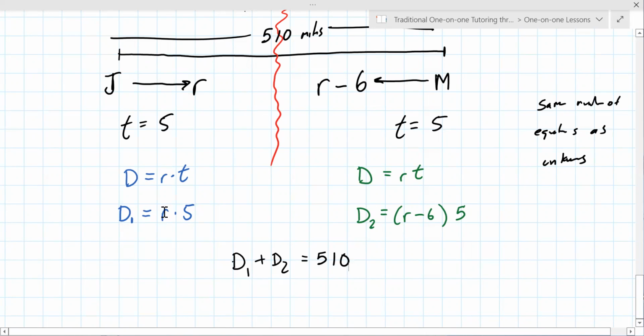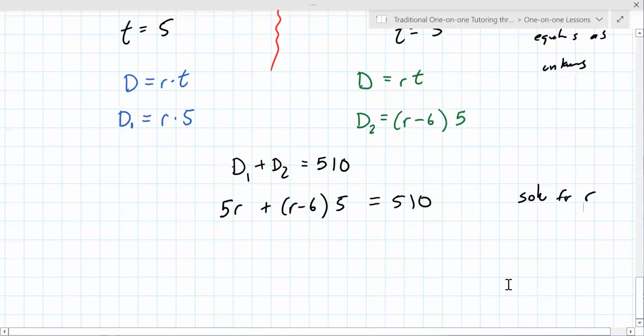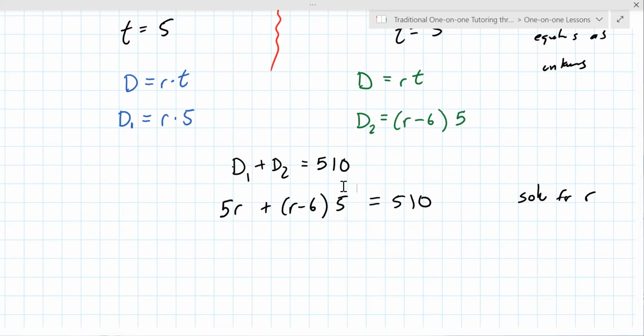Do you know D1? Yeah, D1 is 5r. Do you know D2? Yeah, it's 5 times r minus 6. So 5r plus 5 times r minus 6 equals 510. I'd like you to solve for r, please. If you have questions, please ask, but I'd like you to try working this out from here and letting me know if you run into any issues along the way.